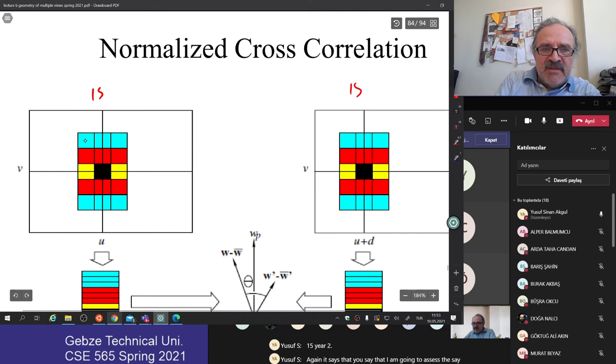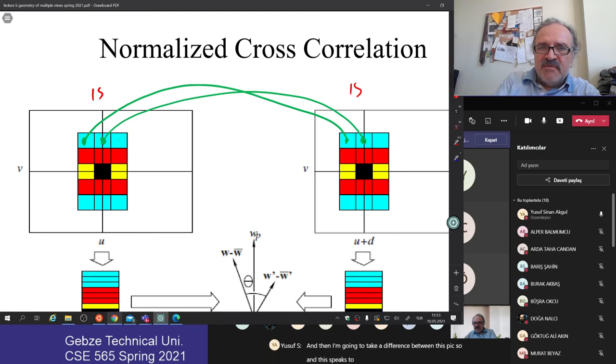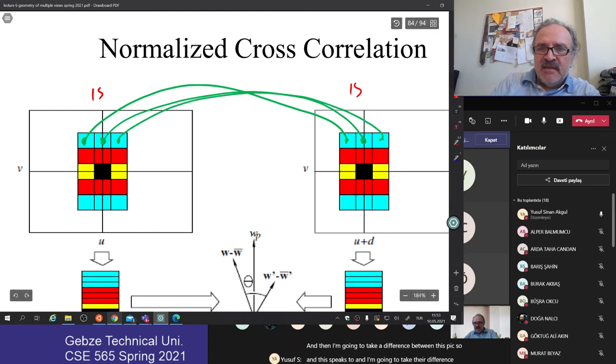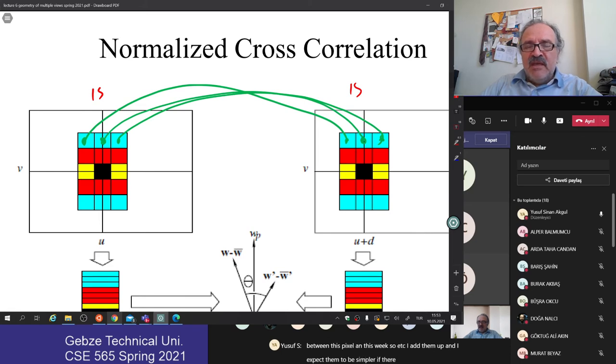SSD says that I am going to take a difference between this pixel and this pixel, right? And then I am going to take a difference between this pixel and this pixel, and a difference between this pixel and this pixel, etc. And I add them up, and I expect them to be similar. If total difference is small, then they are similar. That's what we are doing.